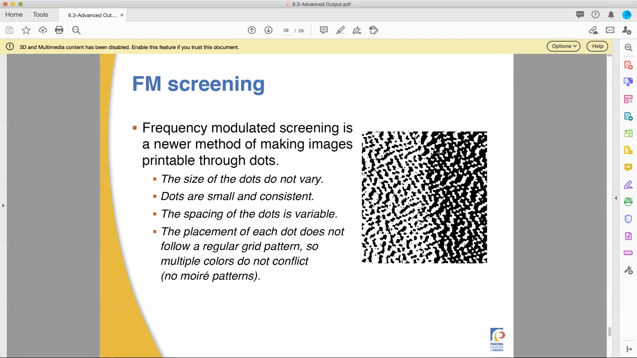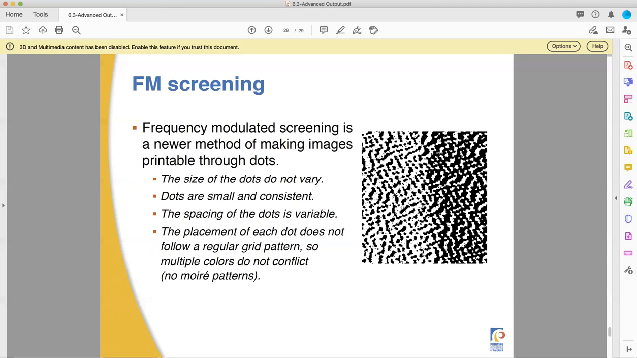FM screening. This stuff's a little more advanced. It's more recently developed, and it takes a better computer algorithm to be able to do this. FM screening is frequency modulation. The dots stay the same size, but their distance and locations change. Same goes for FM radio.